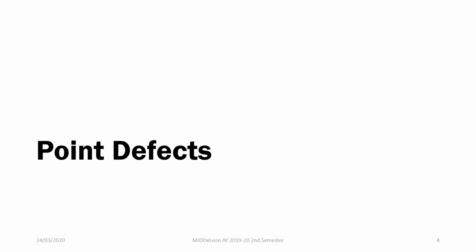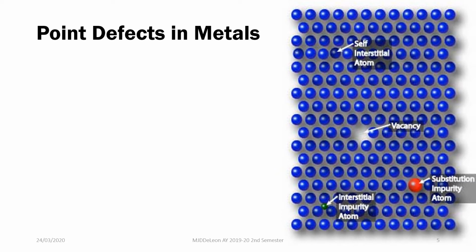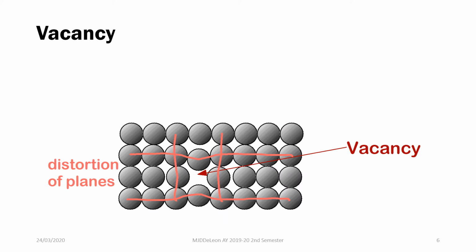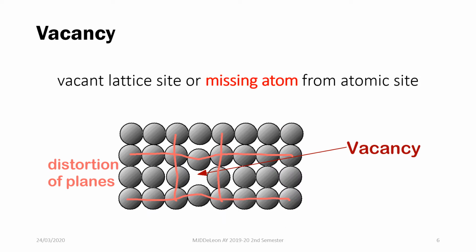So first, let's look at what we call our point defects. Point defects are defects in which one atom is either missing or a different atom is placed at that lattice site. For metals, there are three different kinds of point defects. You have your vacancies, self-interstitials, and your impurity atoms. For your vacancies, a vacancy is when a lattice site is missing the atom that is supposed to be there. In this case, what is shown in the slide is what we call your vacancy.